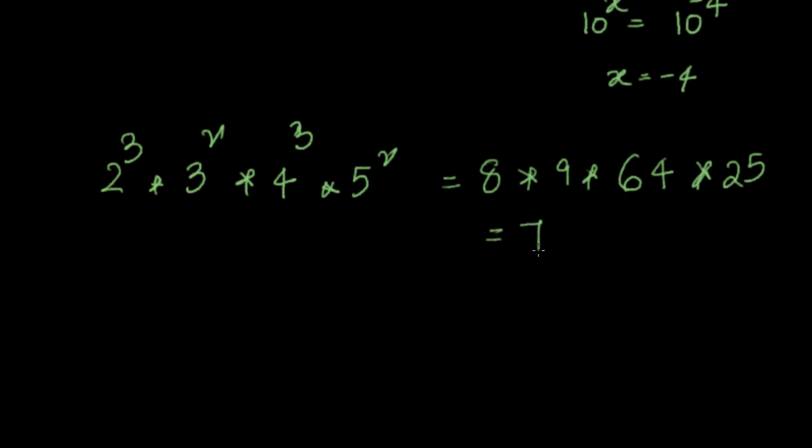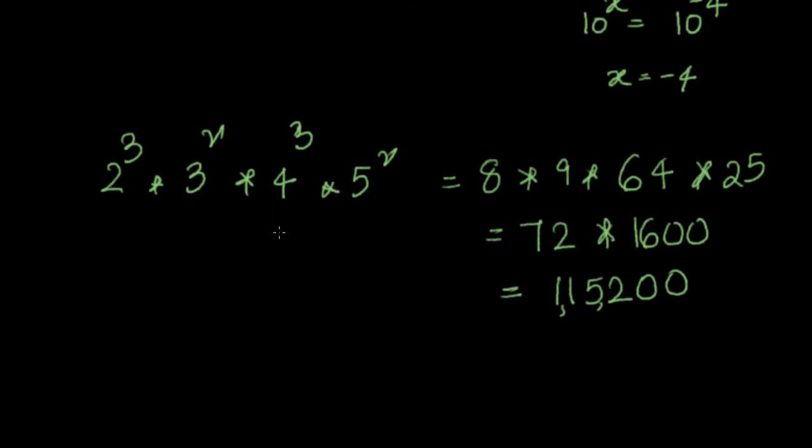That's nothing but 8 9s are 72. 64 into 25, you can check the calculator, it will be 1600. And if you multiply 72 by 16, it will be 1152 and 100. That means 1,15,200. This is a very simple calculation we have taken, right?